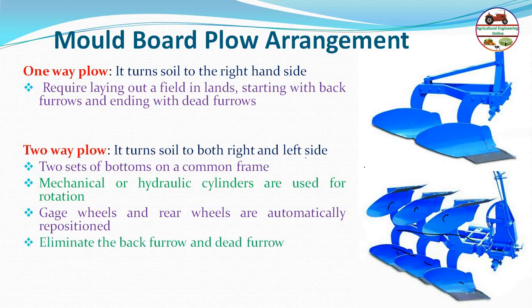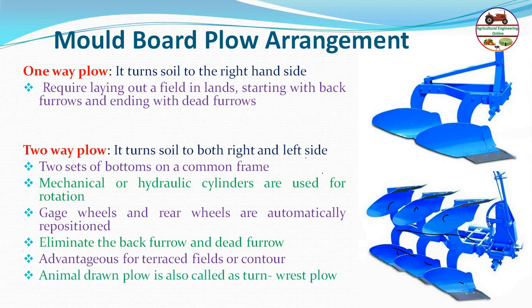So it also eliminates the back furrow and dead furrow, since the back furrows are just removed because it can turn the soil to both sides. It is advantageous for terraced fields or contour, because here there should be no dead furrows or back furrows. So the soil should be properly distributed. So this is advantageous for the contour field.